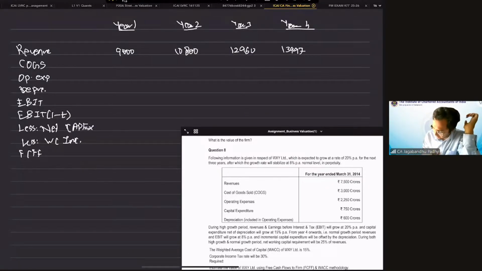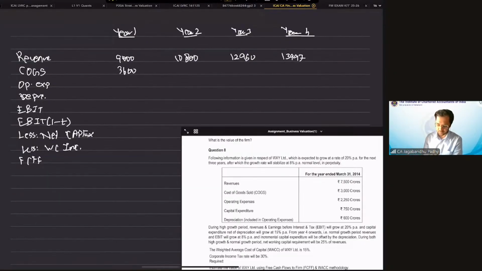So COGS is 3,600, a 20% increase. You can just calculate it. Operating expense also is going to be not 2250, but I have to take it excluding the depreciation part. Depreciation is 600. So operating expense will be 2250 minus 600.